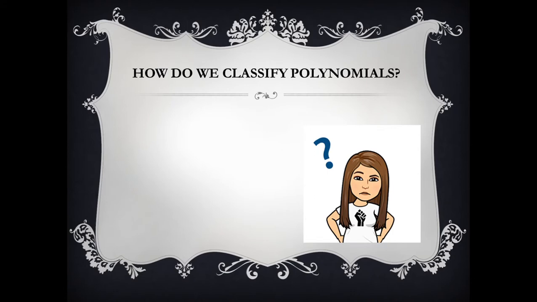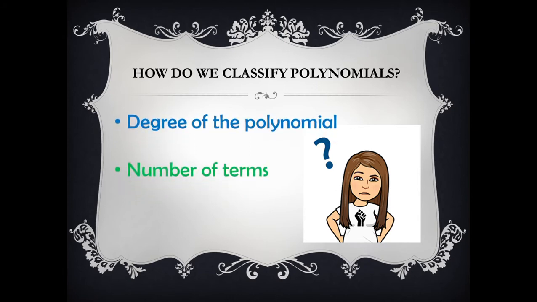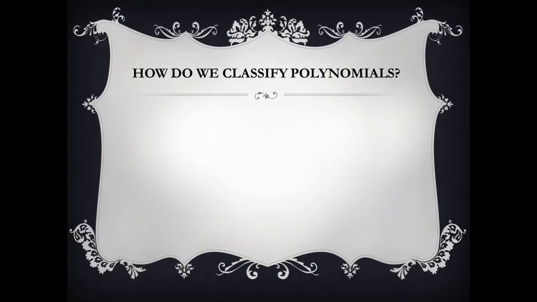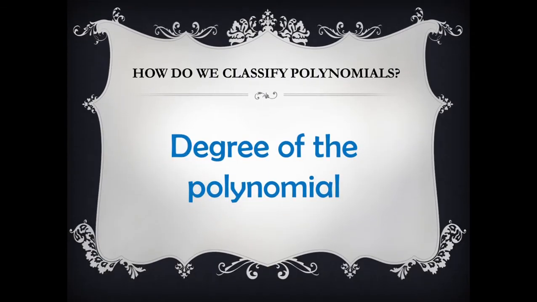Okay, so how do we classify polynomials? We classify polynomials according to the degree of the polynomial and the number of terms in the polynomial. Let us start with the first classification. When we say degree of the polynomial, we only focus on the degree of the first term.